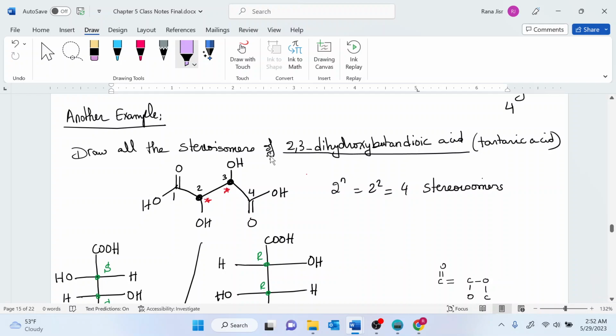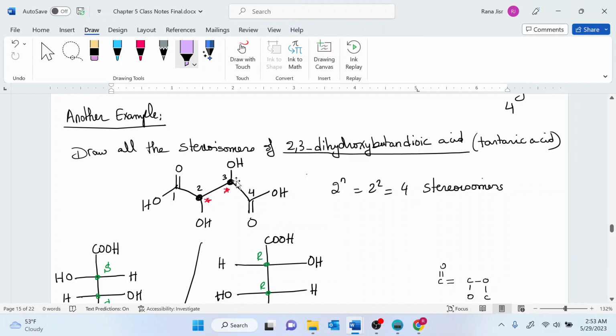Let's have another example here. Now this is a chain, so we can use a Fischer projection. You want to draw all the stereoisomers of 2,3-dihydroxybutanedioic acid. Whenever I give you something like this, since we did not cover yet the naming of carboxylic acids, I'm going to go ahead and draw the structure for you.